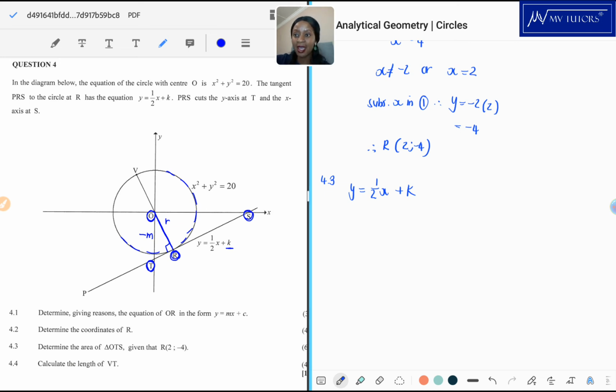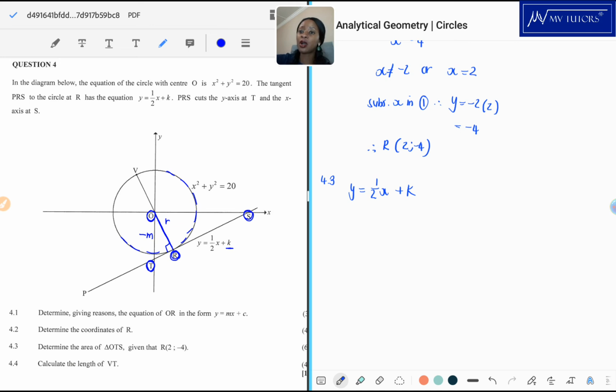Once I have k, I can then determine what t is, because that's the y-intercept of this equation. And I can also determine what s is, which is the x-coordinate. And in getting the x-coordinate of s, or the x-intercept, I can basically get the distance of OS. And by having the y-intercept, I can get the distance of OT. And therefore, I can use Pythagoras to get TS. And then finally, I don't actually need TS because the area of a triangle is half base times height. I already have my base, which is OS. I would already have my height, which is OT. Okay, so that is the plan.